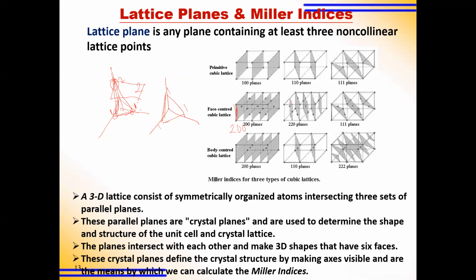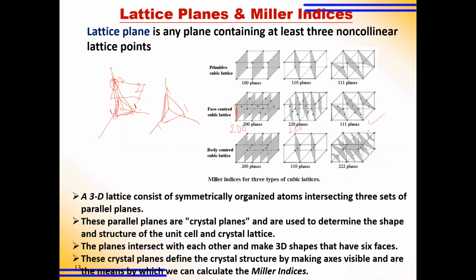Here it intercepts the two axes, but again at 2 units. And to the third axis, it is parallel, and therefore it is infinity, and after the calculations of Miller indices it comes to 0. Therefore it is a 2 2 0 plane.